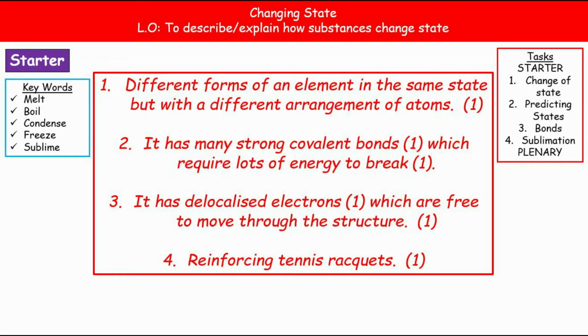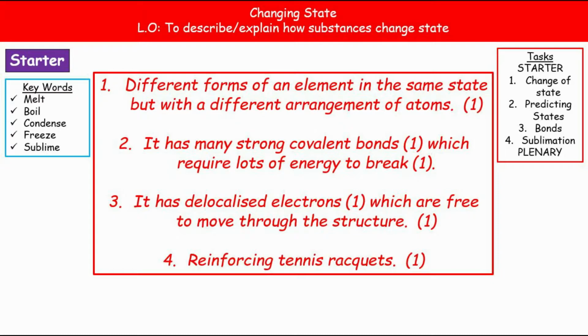Let's check those answers then. So for question 1, hopefully we got different forms of an element in the same state but with a different arrangement of atoms. 1 mark if you got that definition. Question 2, first mark is for saying that it's got many strong covalent bonds, and the second mark is for saying that they require lots of energy to break.